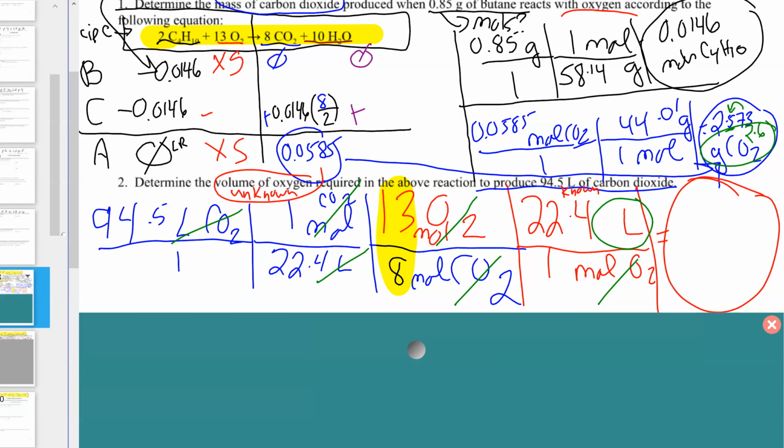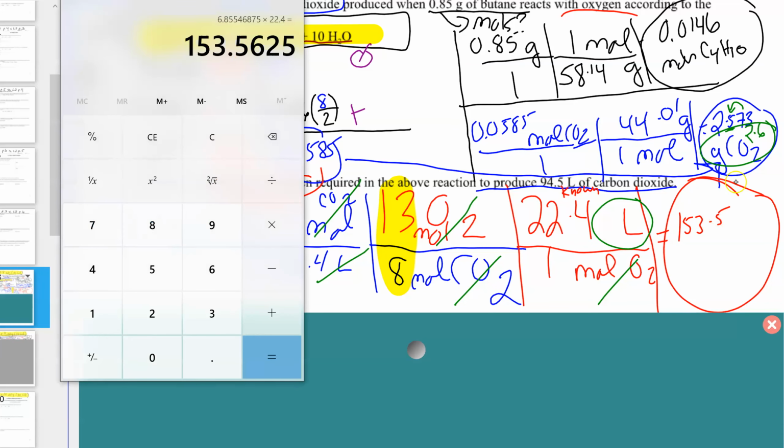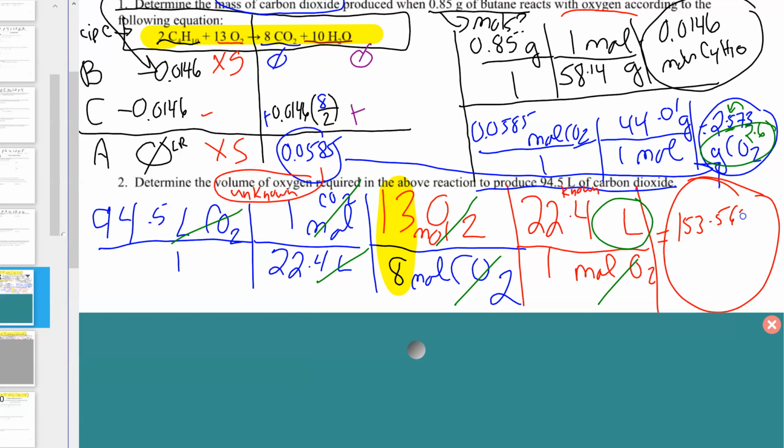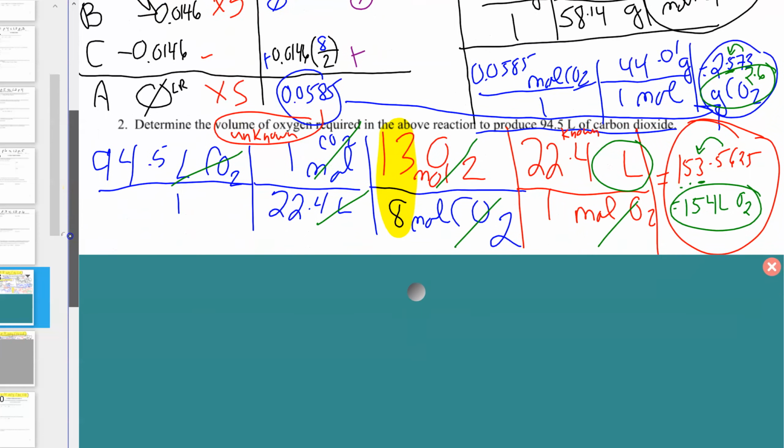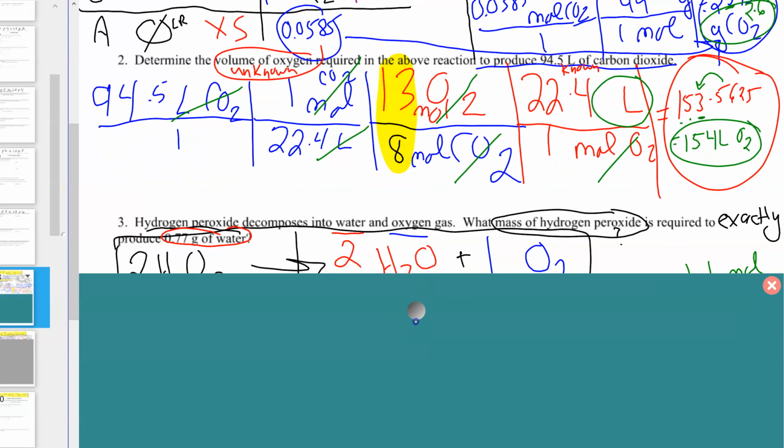Okay, so 153.5625. And we want to round to 3 sig figs, because that's how many are in this part of the problem. 1, 2, 3. Look to the right, that'll round up. So it's going to be 154 liters of oxygen are necessary to produce that volume of carbon dioxide. Good. Let's go on to number 3.